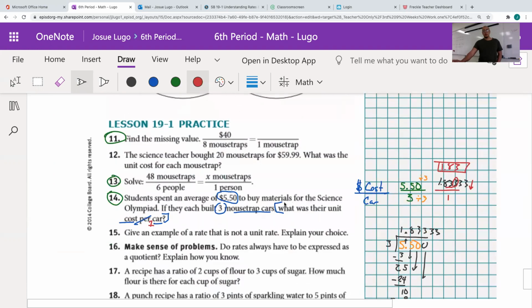Awesome. So for numbers 11, 13, and 14, I want you to do the same thing. In fact, I can do number 11 with you really fast right here. We have $40 for 8 mouse traps. All right, so we have dollars and mouse traps. That's our word fraction, 40 over 8. That is our ratio, and we want to know what is going to be the cost for 1 mouse trap. Well, how do I get from 8 to 1? I would divide by 8, right? Isn't 8 divided by 8 equal to 1? So I must divide 40 by 8, and I get $5 or $5 per mousetrap.